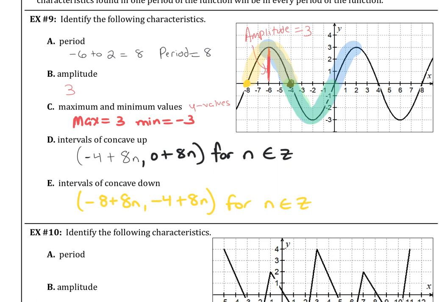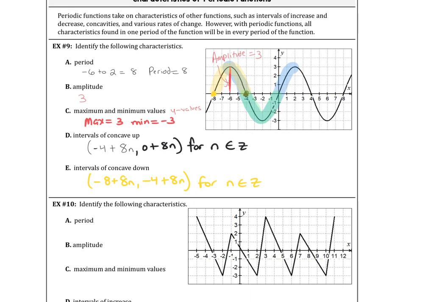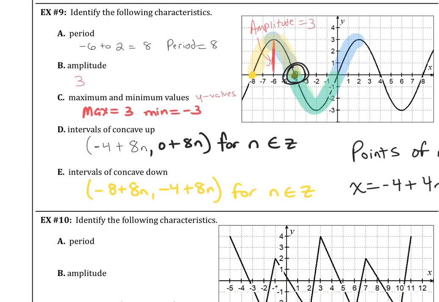Okay. And so then it asks for the points of inflection here. Well, the first point of inflection where we see a change, the first spot we see it change from concave down to concave up is at -4. So that would be x equals -4 plus 4n. So on the graph that we're given there, because that's where we see the first change of concavity from concave up to concave down.